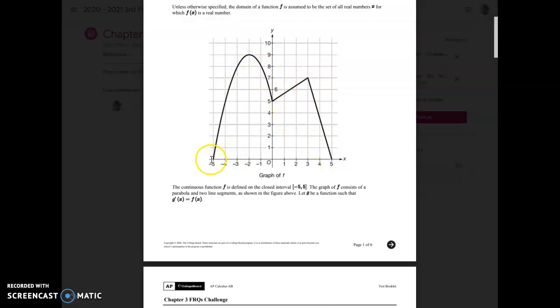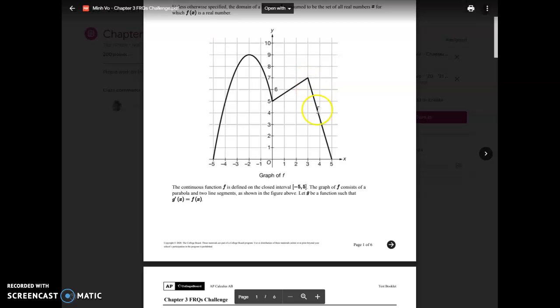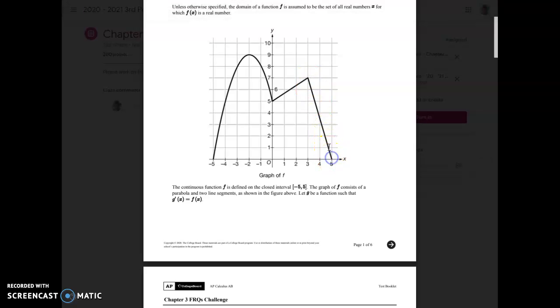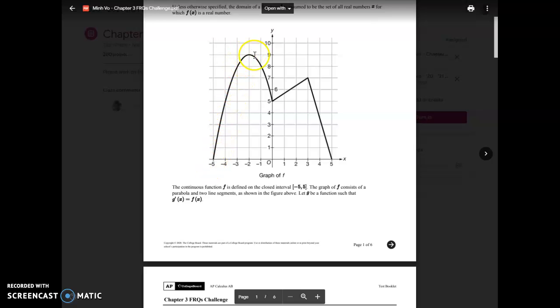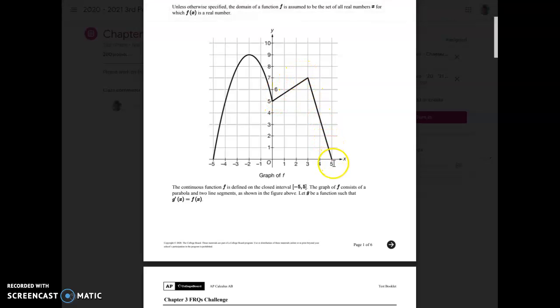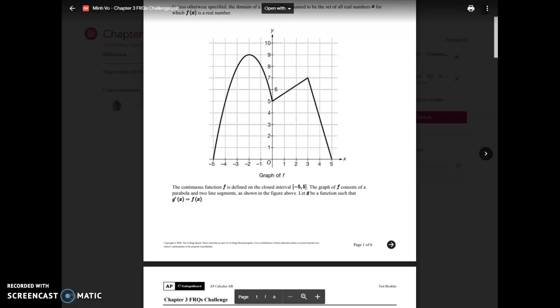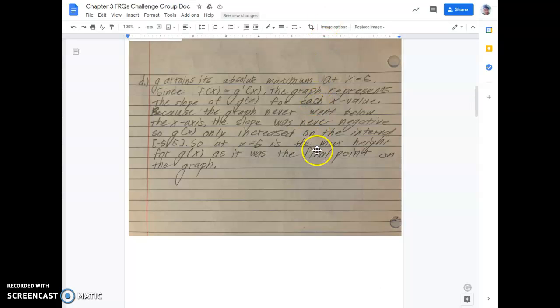And since the graph never goes below the x-axis, you can pretty much conclude that the slope of g of x is never decreasing. So the g of x never has a negative slope because the graph of its derivative never goes below the x-axis. And since it never has a negative slope, we can say that the graph is increasing entirely over the interval of -5 and 5.